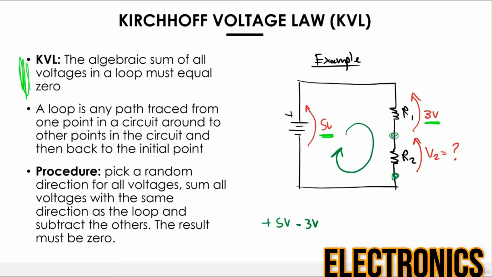V2, I don't know its value, but I can clearly see that it's going in the opposite direction of this arbitrary orientation, so minus V2. And now we completed the circle, so equals 0. Now this equation can be solved. I will give very easily the solution, which is V2 is equal to 2 volts. Easy, right?